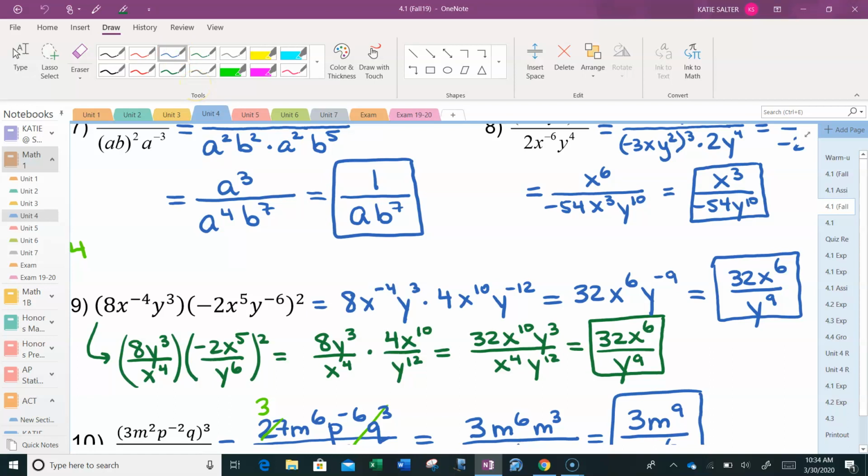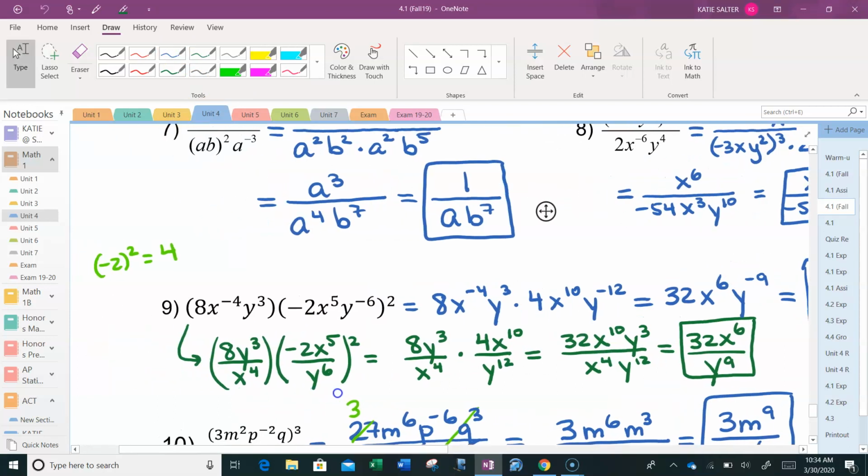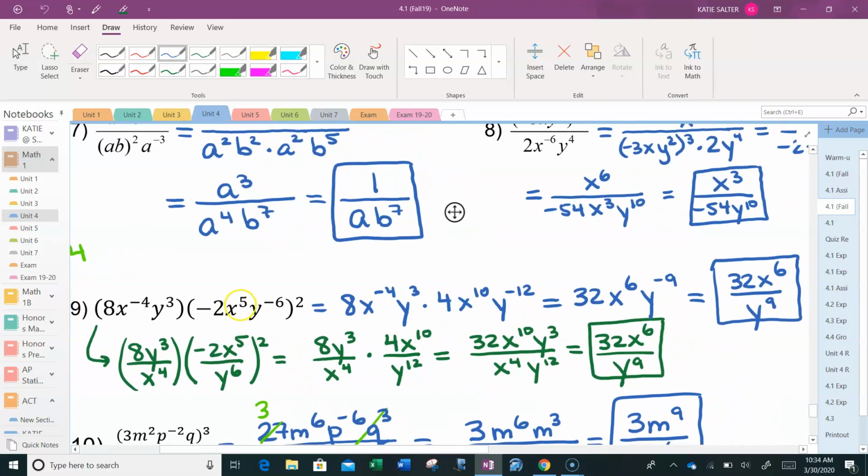So negative 2 squared, think about that. That's negative 2 times negative 2. So we get positive 4, which is where I'm getting the 4 right here. And then power to a power, multiply. So x to the 5th squared is x to the 10th. Y to the negative 6 squared is y to the negative 12.